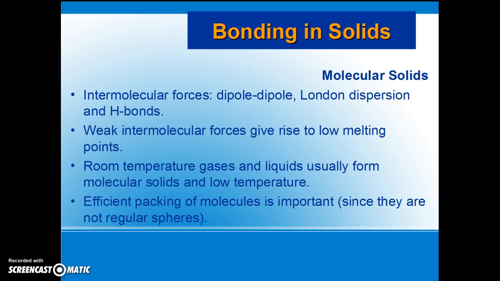We've seen in first-year chemistry that, for instance, the hydrogen bonding, which is relatively strong, gives water an unexpectedly high melting and boiling point when you consider the hydrides of the group 6 elements on the periodic table. It's a lot higher than it ought to be. Room temperature gases and liquids are going to usually form molecular solids at low temperatures.